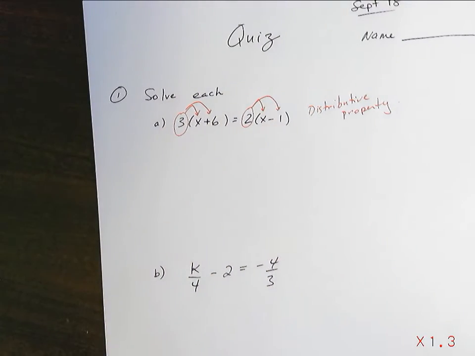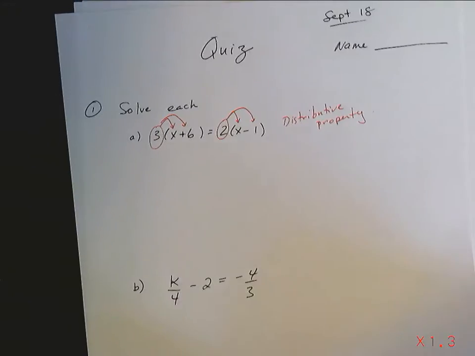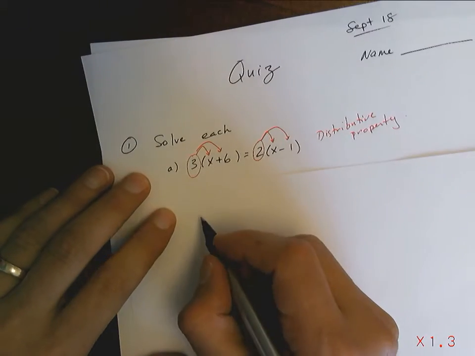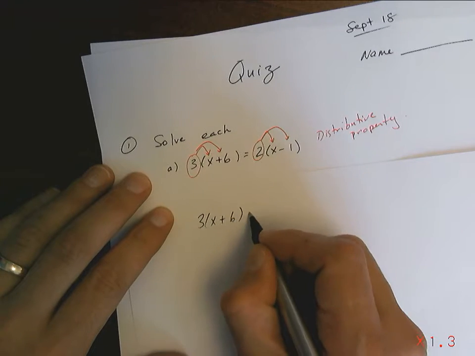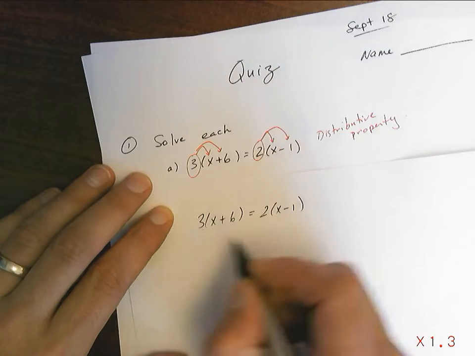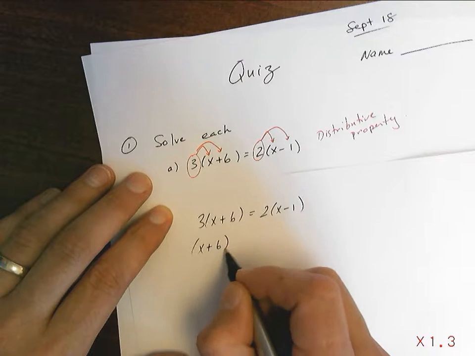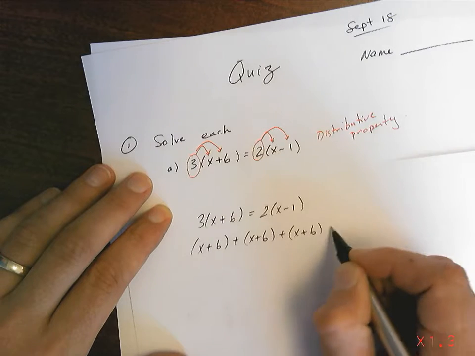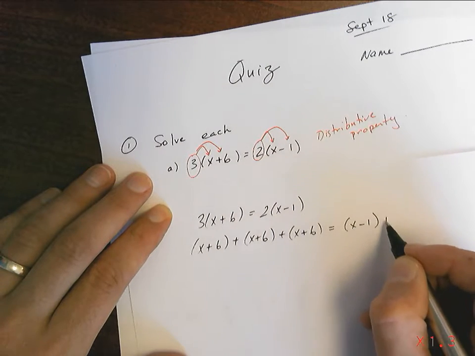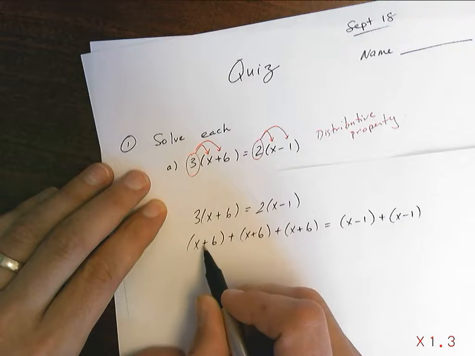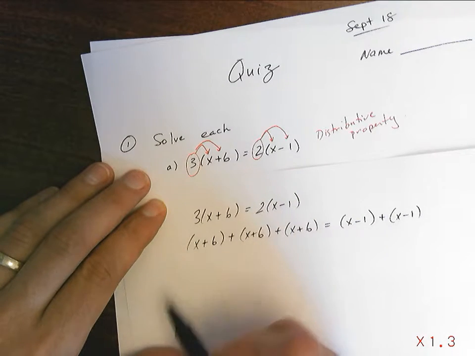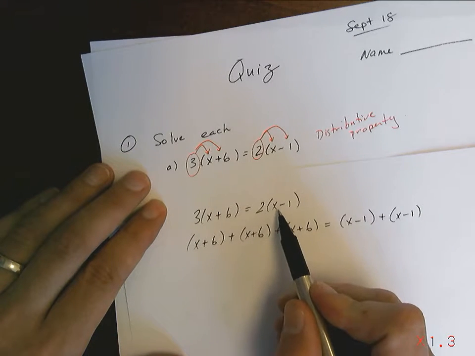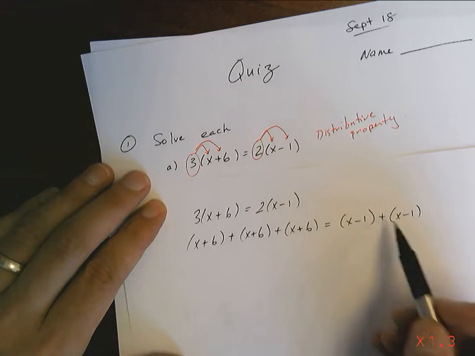I can explain why, very quickly. What I'll do is take another piece of paper, and what's actually happening here, not that I ever want you to do this, but it's certainly the logic of the situation. This is actually x plus 6 plus x plus 6 plus x plus 6, and this is actually x minus 1 plus x minus 1. Notice that there's 3 of them here. That's what 3 times x plus 6 means. Multiplication is just rapid addition. And 2 times x minus 1 means x minus 1 plus x minus 1.